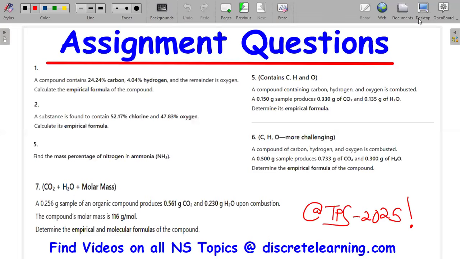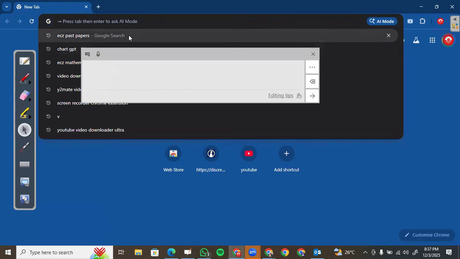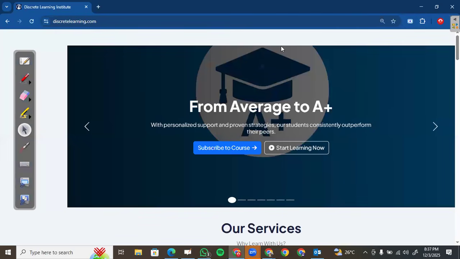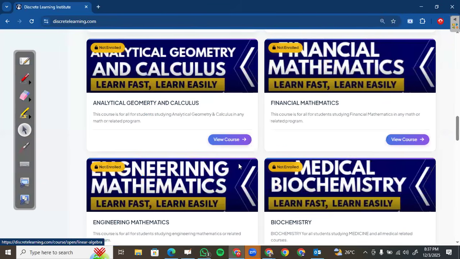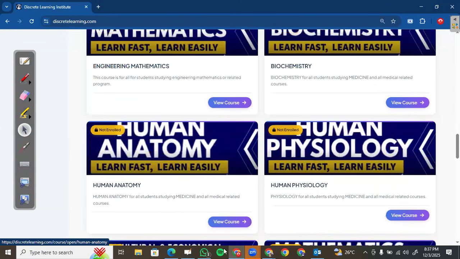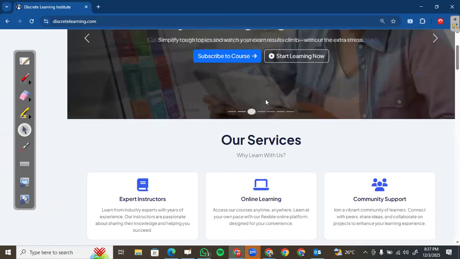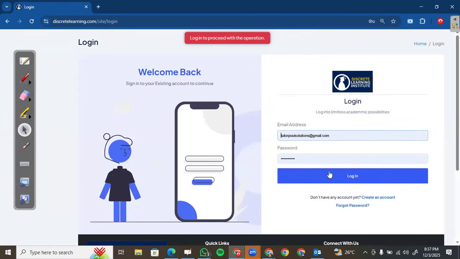Okay, so for those who have never seen the website, I can show you here. Just go to Chrome and type in discretelearning.com and then you go there. If you are new, it will bring something like this, so you don't have an account. You go on top here and click on start learning now. So you click on start learning and then it's going to give you this platform here.